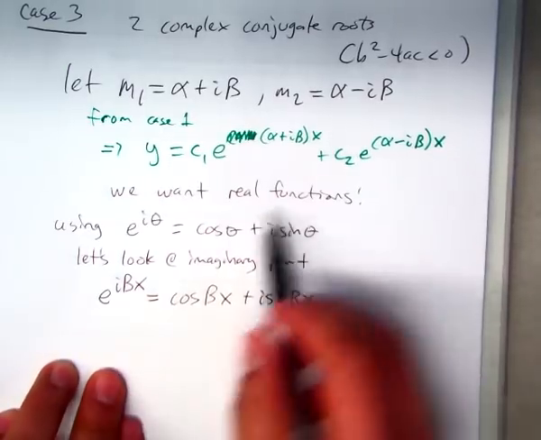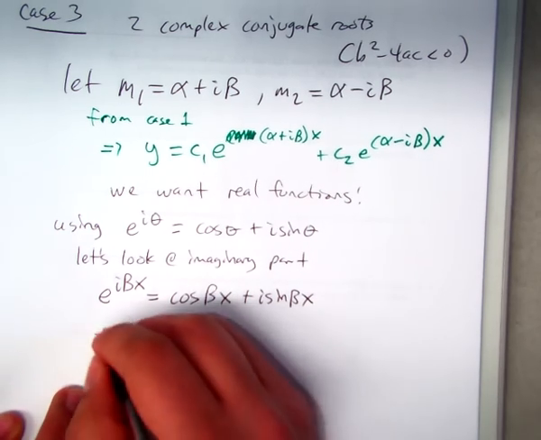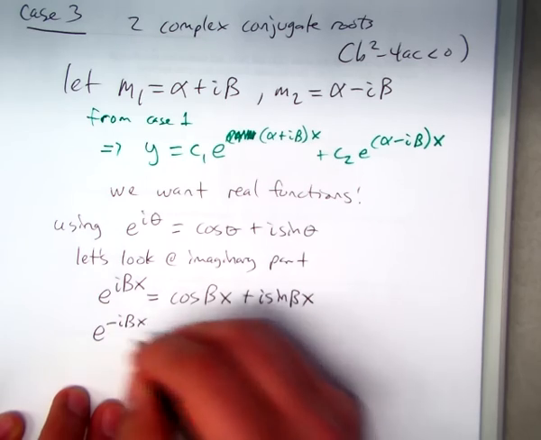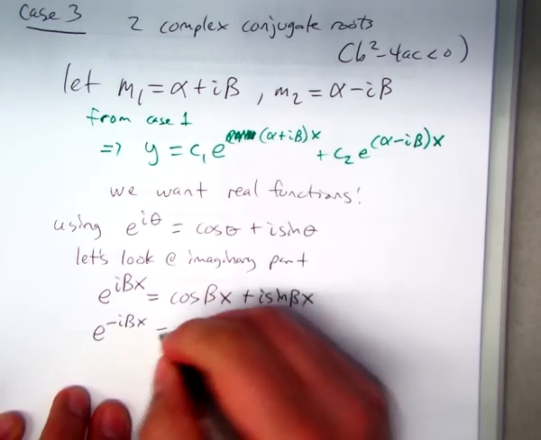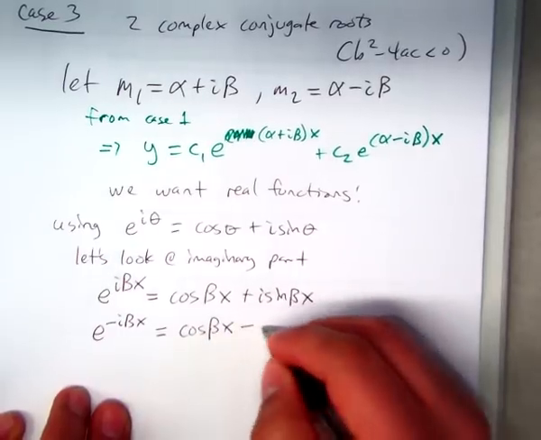And let's look at the imaginary portion of our second answer. So that's negative i beta x for our exponent. Same thing, just a negative i sine beta x.